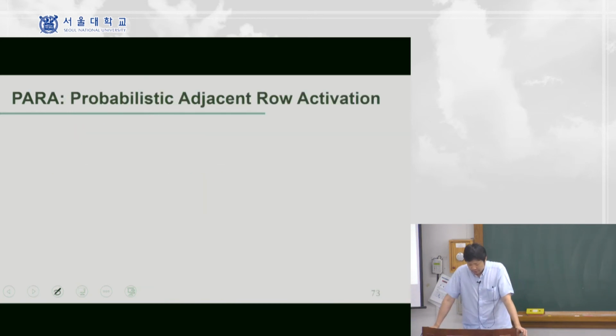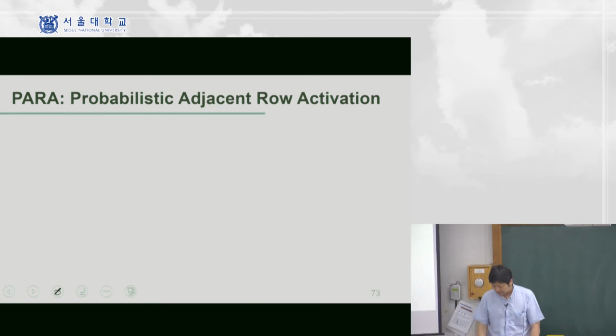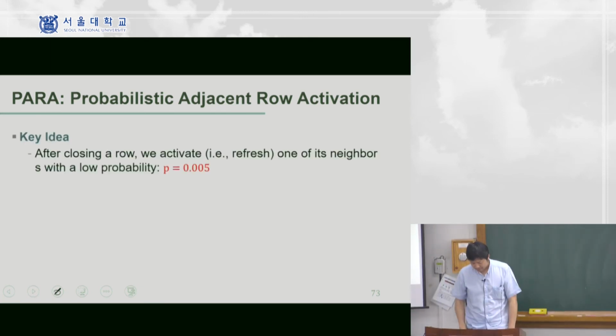And maybe some better technique could be probabilistic adjacent row activation. It sounds very complex, but the idea is really simple. To prevent this Row Hammer attack, the key idea is, after closing a row, let's say this row is the hammered row, after closing a row, we activate one of its neighbor rows with a certain probability.